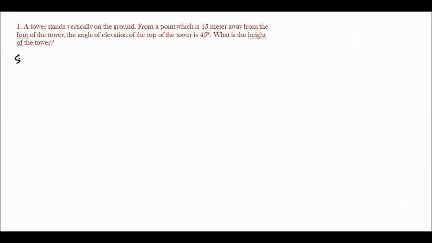First question, solution. A tower stands vertically on the ground. This is the tower. From a point which is 15 meters away from the foot of the tower, the angle of elevation of the top of the tower is 45 degrees. So what is the height of the tower?